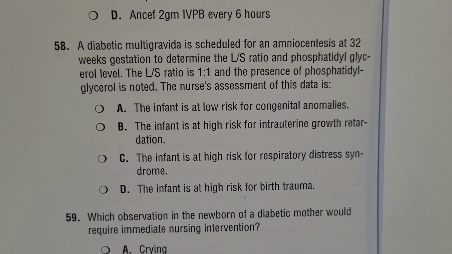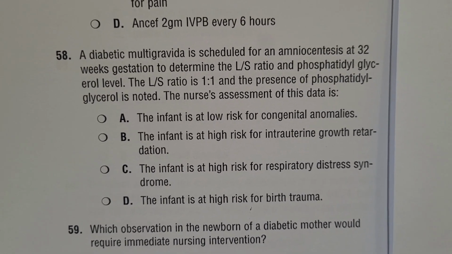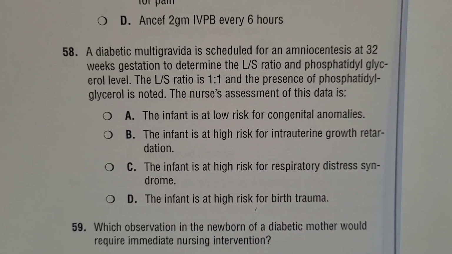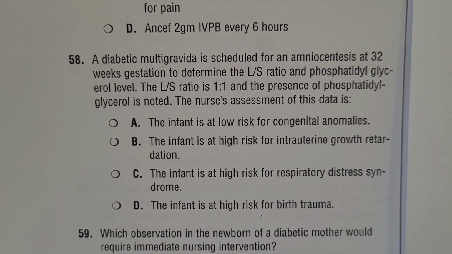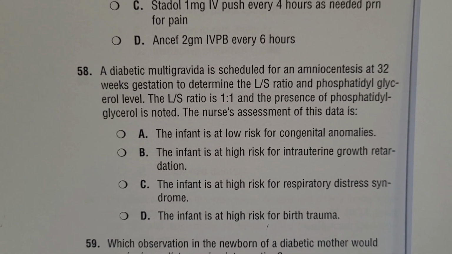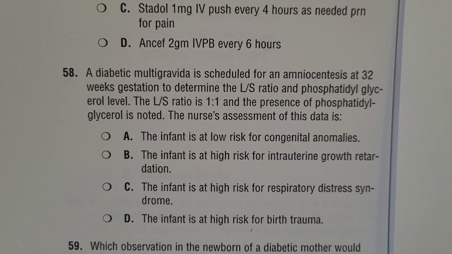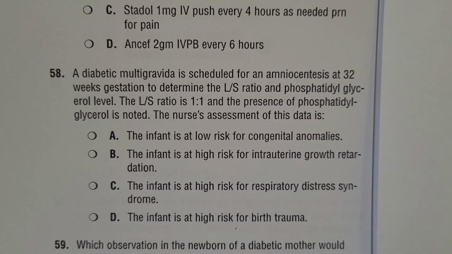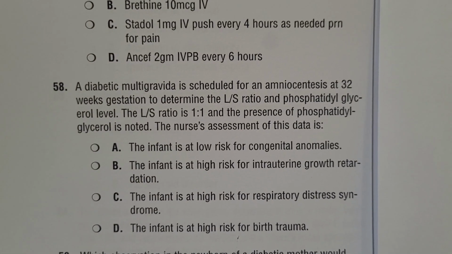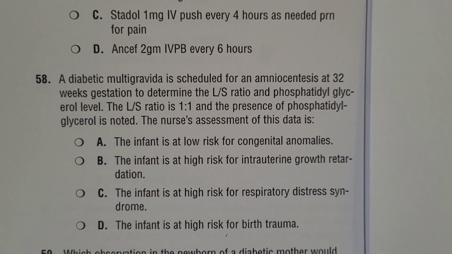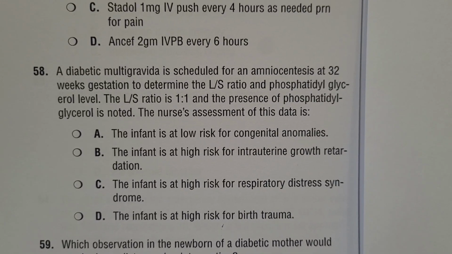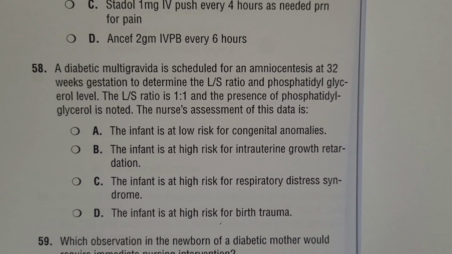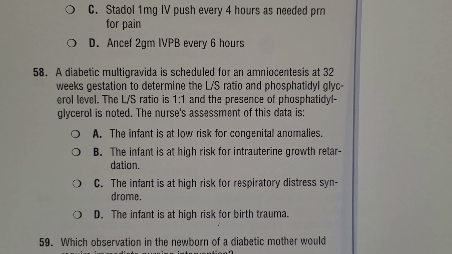Our next question is, a diabetic multigravida is scheduled for an amniocentesis at 32 weeks gestation to determine the LS ratio. L means the lecithin and the S means sphingomyelin ratio. Actually this LS ratio is the traditional standard for fetal lung maturity testing. So with this test we are checking the fetal lung maturity.